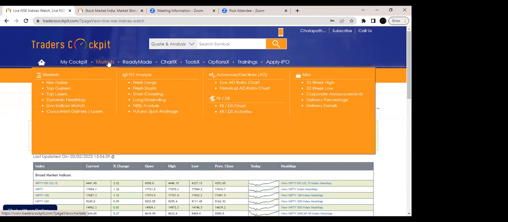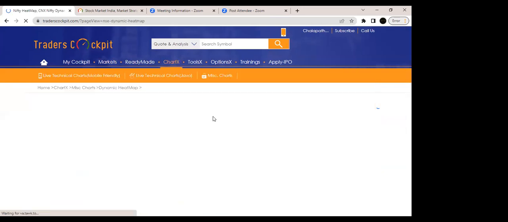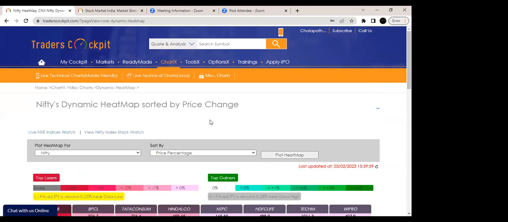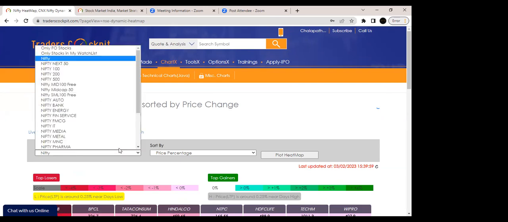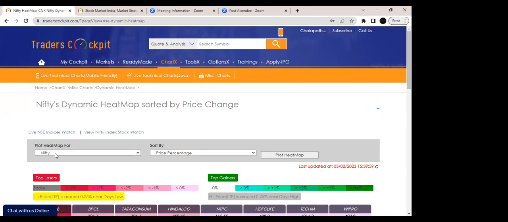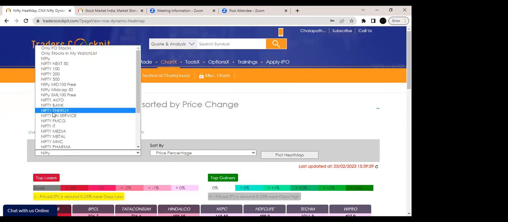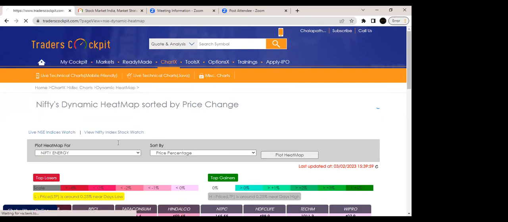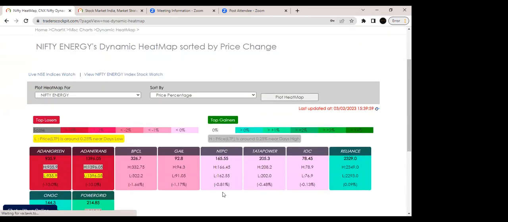So what I will do is go to market segment and again click on dynamic heat map. I want to see which are the stocks in Nifty Energy. Maybe you and I know some, let's say IOC or BPCL, but which stocks are there exactly in that Nifty Energy? We don't know, right? All the stocks we can't remember. So that's why I'll select the Nifty Energy and click on plot heat map. See, the heat map gets plotted.